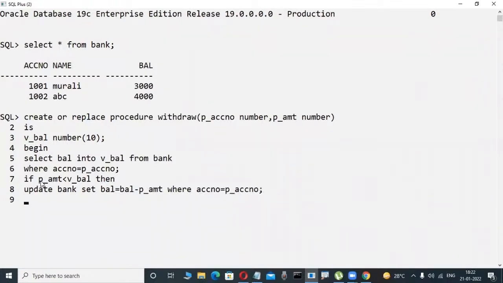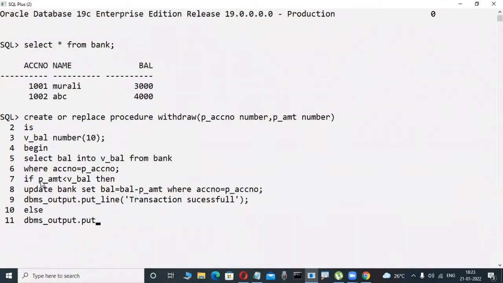Here I am writing a message, like in Java or .NET, to display: your transaction is successful. Don't worry about this one, just observe. Else, simple coding: insufficient funds. This is not difficult coding, take it easy.